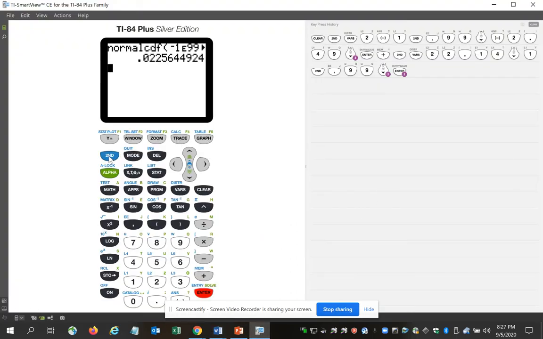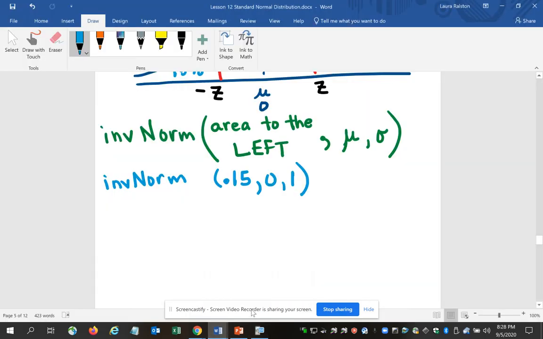So to get your inverse norm, you still do second, vars, and now it is option number 3. It wants the area. It doesn't specify to the left, but that's how the calculator is programmed. So we want 0.15. Mean is 0, standard deviation is 1. I'm going to paste and then paste again, and I get negative 1.036. We round z-scores to 2 places every time, all the time. So this is negative 1.04.